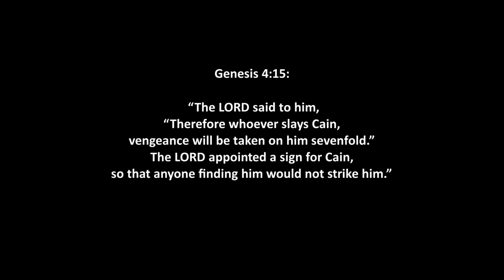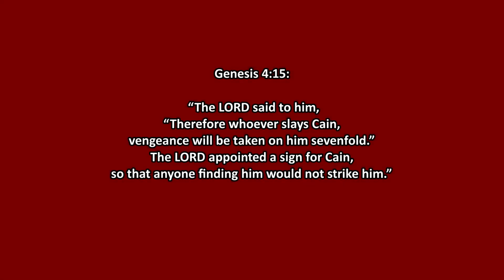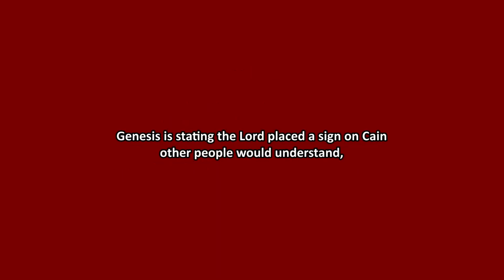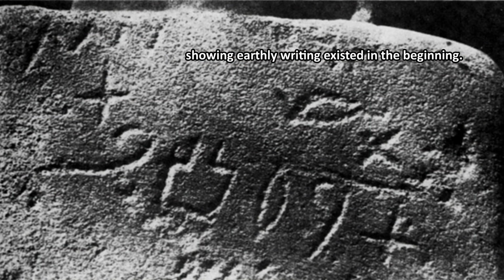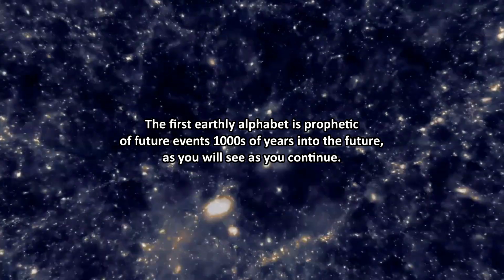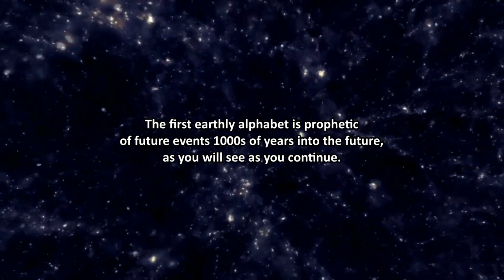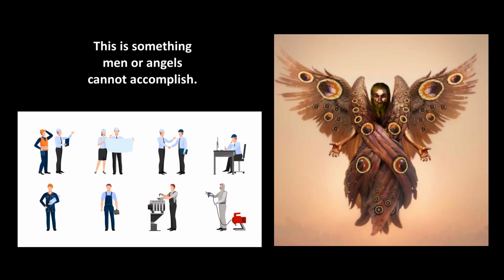Genesis 4:15, the Lord said to him, "Therefore whoever slays Cain, vengeance will be taken on him sevenfold." The Lord appointed a sign for Cain, so that anyone finding him would not strike him. Genesis is stating the Lord placed a sign on Cain other people would understand, showing earthly writing existed in the beginning. The first earthly alphabet is prophetic of future events thousands of years into the future, as you will see as you continue. This is something men or angels cannot accomplish.